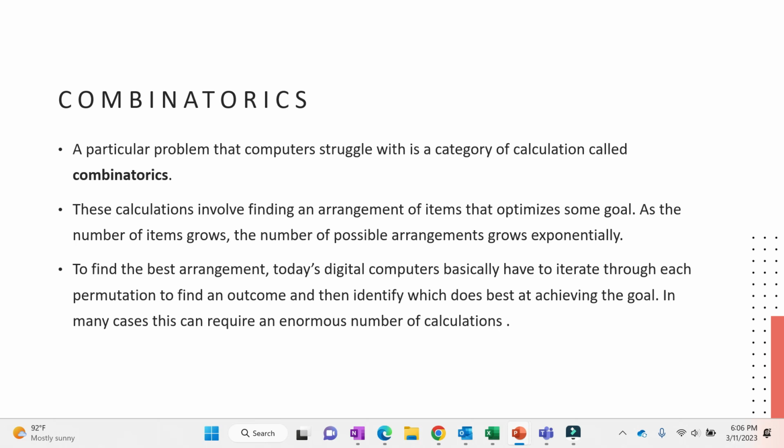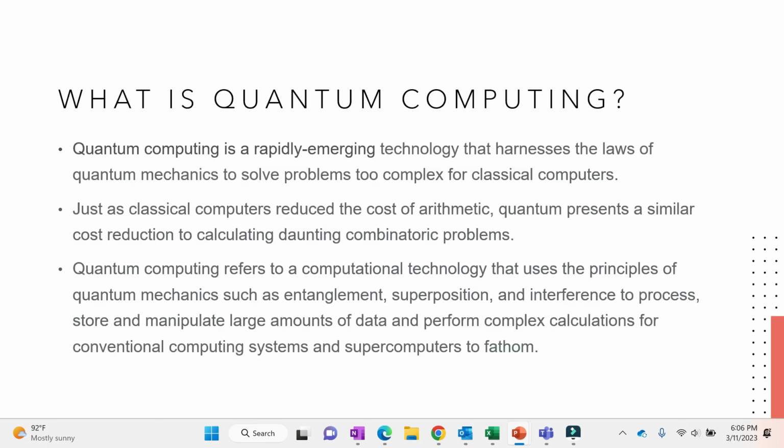So when the calculations involve these kinds of arrangements to optimize to some goal, and the number of arrangements increases, that is where the problem becomes complex. Today's digital computers have to iterate through each and every permutation, find the outcome, and then identify which is the best one to achieve the goal. It may require an enormous number of calculations. This is known as combinatorics, where the number of choices is so many that it becomes hard even for supercomputers.